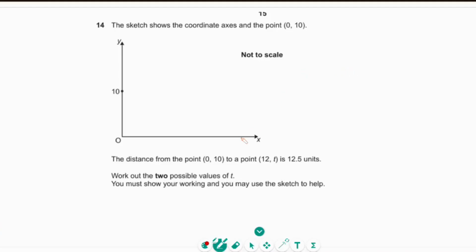Sketch shows the coordinate axes and the point 0, 10. The distance from the point 0, 10 to a point 12, t is 12.5 units. So we just sketch this on the graph. So we'll cross 12 and up t, we'll say is there, although it could be here, but we'll allow for that after. Work out the two possible values of t.